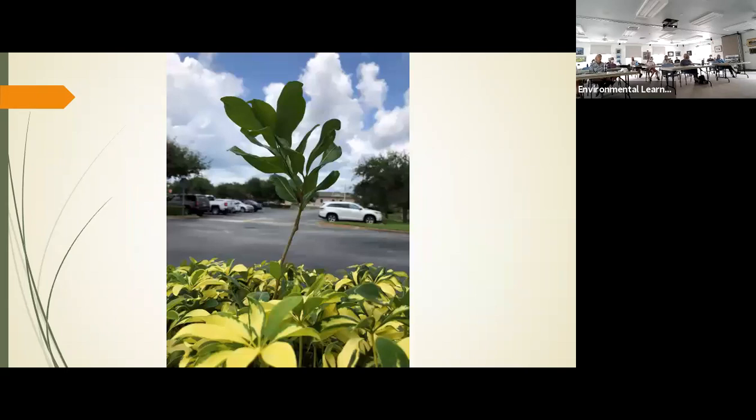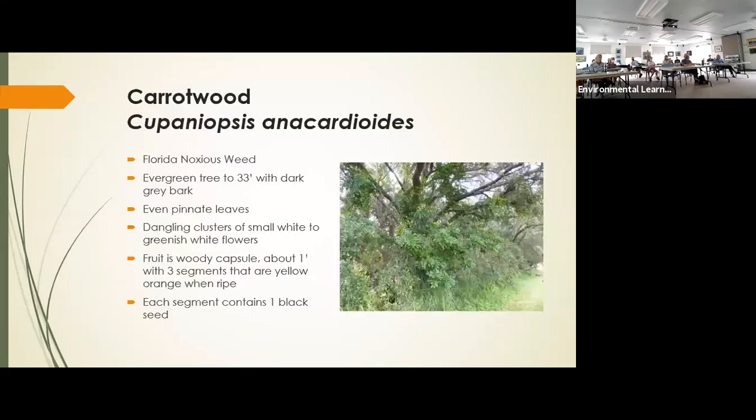It's not a great slide, but this was taken in Sebastian, and you can see a variegated Schefflera hedge at the bottom of the slide, and the plant growing out of the hedge is, next slide, a carrotwood tree. It's on the Florida noxious weed list, and this is one that even the nursery growers quickly were able to come to agreement with the land managers on.